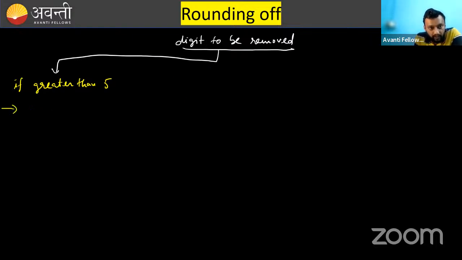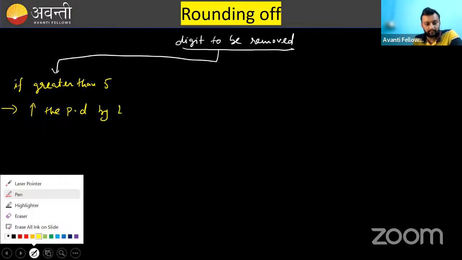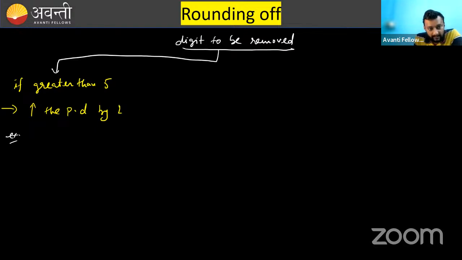then increase the preceding digit by 1. For example, if I say there is a term 1.346 and you want only three significant figures in this number, that means 1, 3, 4. That is, 6 is to be removed. The digit to be removed is greater than 5. Then increase the preceding number by 1. So the answer will be 1.35. I think this point is clear.